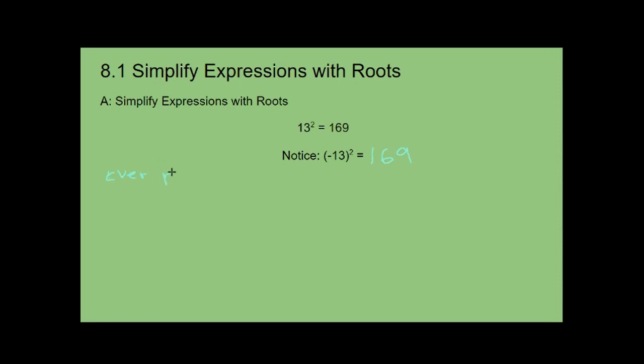So let's go ahead and write that out. We can say every positive number has two square roots. Okay, so the square roots of 169 are positive 13 and negative 13, right? And so we've done this before where we've taken the square root and we had to take the positive and the negative, and that's also in the quadratic formula. And so keep that in mind. Every positive number has two square roots.